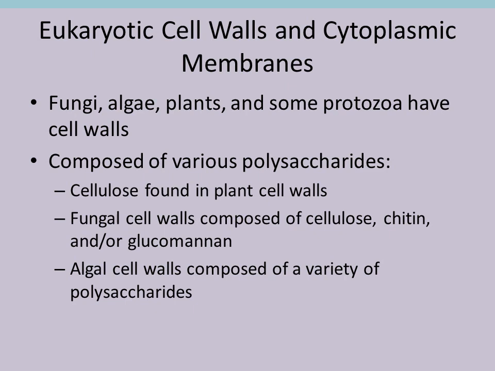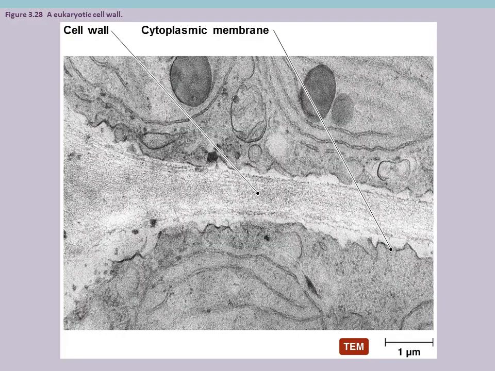Fungi, algae, plants, and some of the protozoans will have cell walls. Animals do not. What is the cell wall composed of? Well, it depends on what you are talking about. Plant cell walls are composed mostly of cellulose. Fungal cell walls will have some cellulose, but it's mostly chitin. And then algae cell walls are going to be composed of other polysaccharides. So this is showing a eukaryotic cell wall.